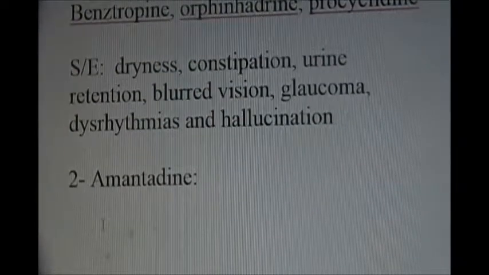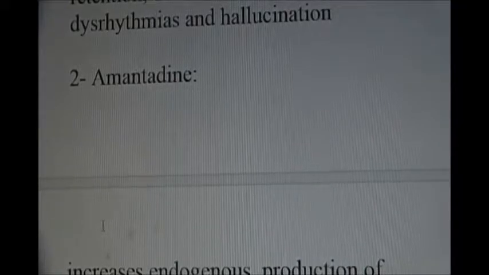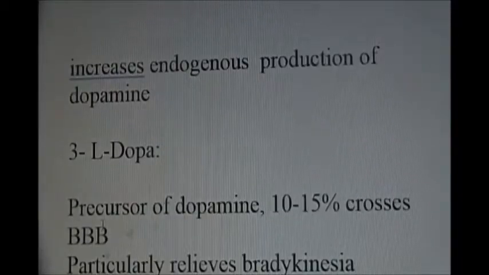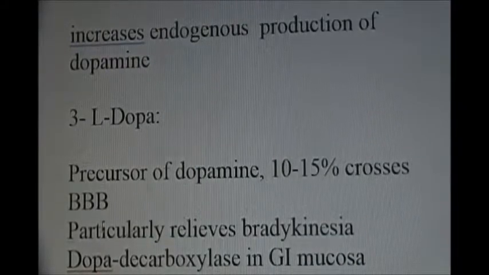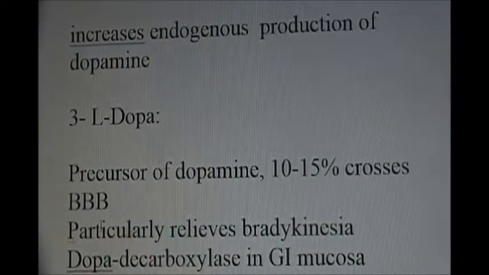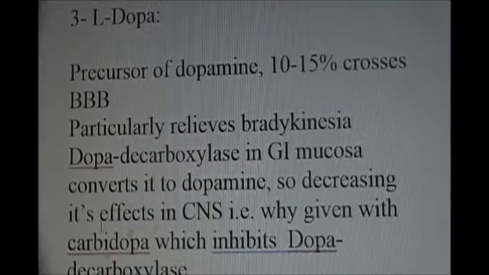The second drug used is amantadine, which can be used alone or in combination with an anticholinergic. Amantadine increases the endogenous production of dopamine. The third drug is L-Dopa. L-Dopa is the precursor of dopamine, and 10 to 15% of this crosses the blood-brain barrier. L-Dopa particularly relieves bradykinesia.